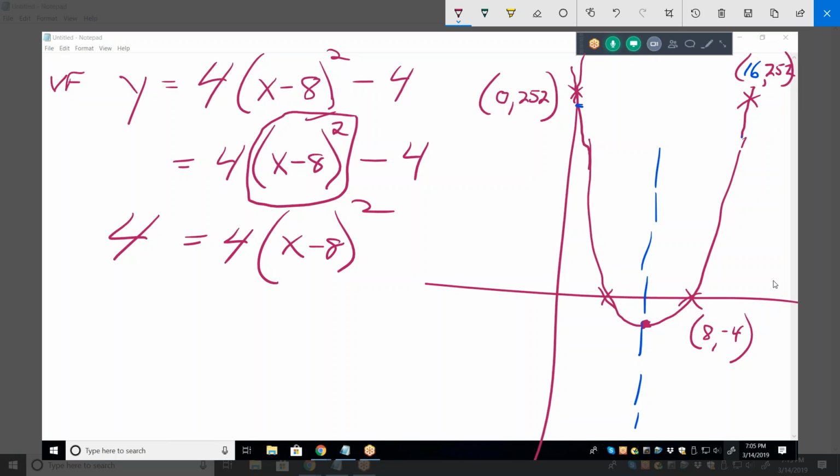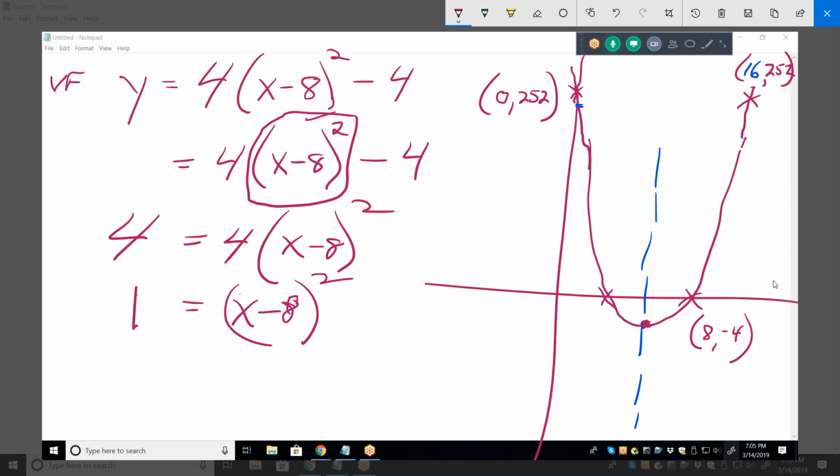Something multiplying, how do you get rid of it? Divide. Okay. So now I got 1 equals x minus 8 quantity squared. Now this is the point that I'm trying to get to. Because now I don't have to expand it and turn it into a quadratic. There's a much easier way to solve it. And that's by taking the square root of both sides.